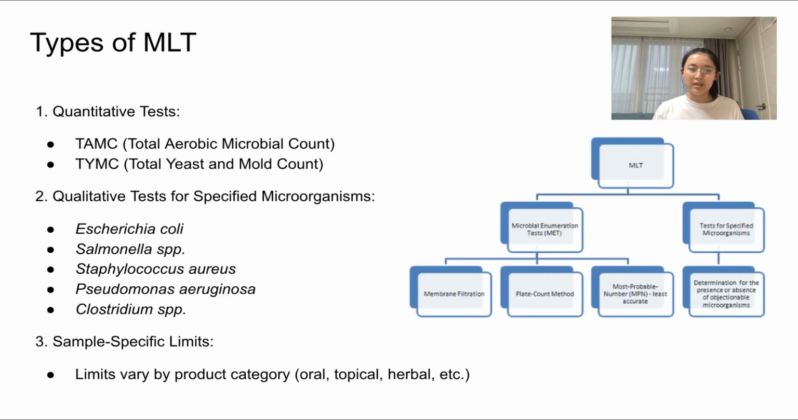There are many types of MLT, and MLT can include both quantitative and qualitative testing approaches. Under quantitative tests, we generally measure the total aerobic microbial count, also known as TAMC, and we also measure the total yeast and mold count, also known as TYMC. Under qualitative tests, we generally look for very specific objectionable organisms, which may include the following. Acceptable limits and target organisms may vary by product type, such as oral versus topical formulations, and they're generally based on pharmacopoeial guidelines.